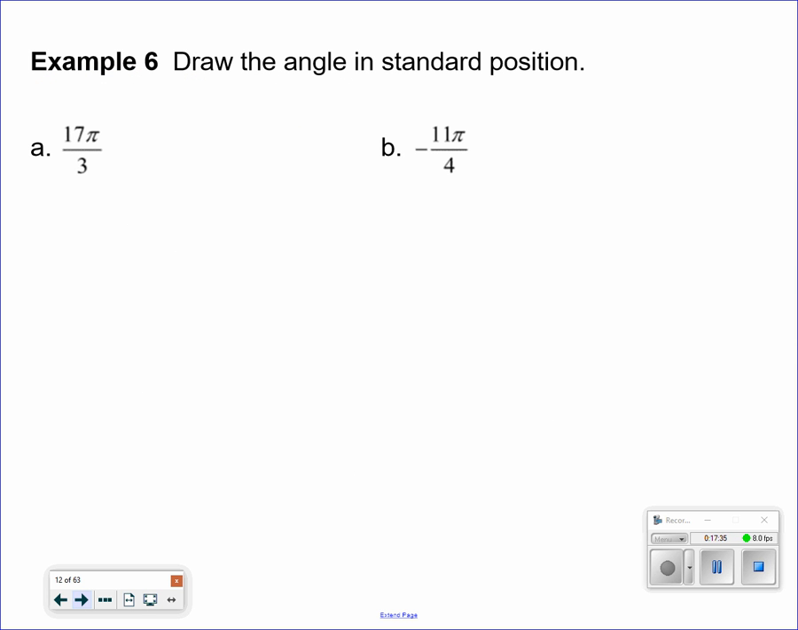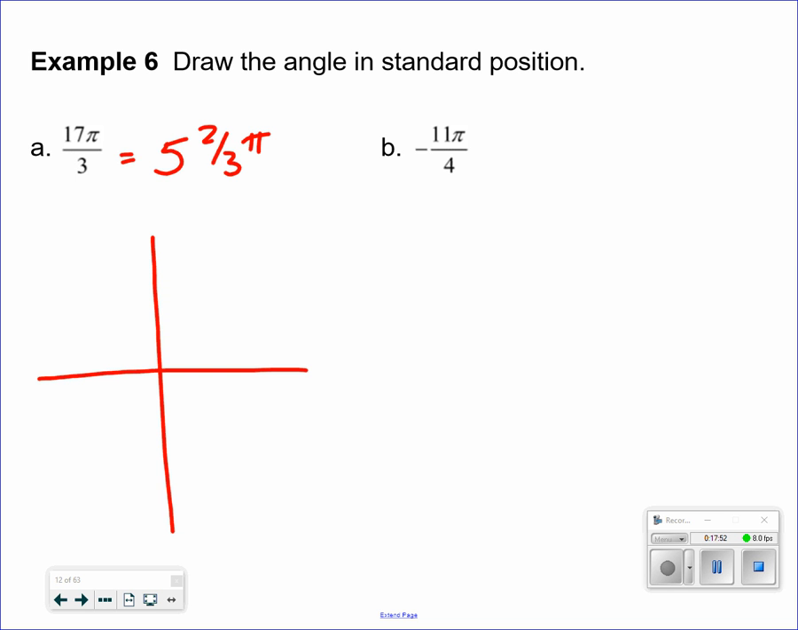Draw the angle in standard position. So we've done this already before, but this gets a little bit more complicated. We're just going to draw it, just like you would draw in degrees. So 17 pi over 3 is equivalent to 5 2/3 pi. I realize that usually we don't talk about mixed numbers, but with this, it's actually easier to understand if you have mixed numbers. 5 2/3 pi. So you ready? We're going to draw this.